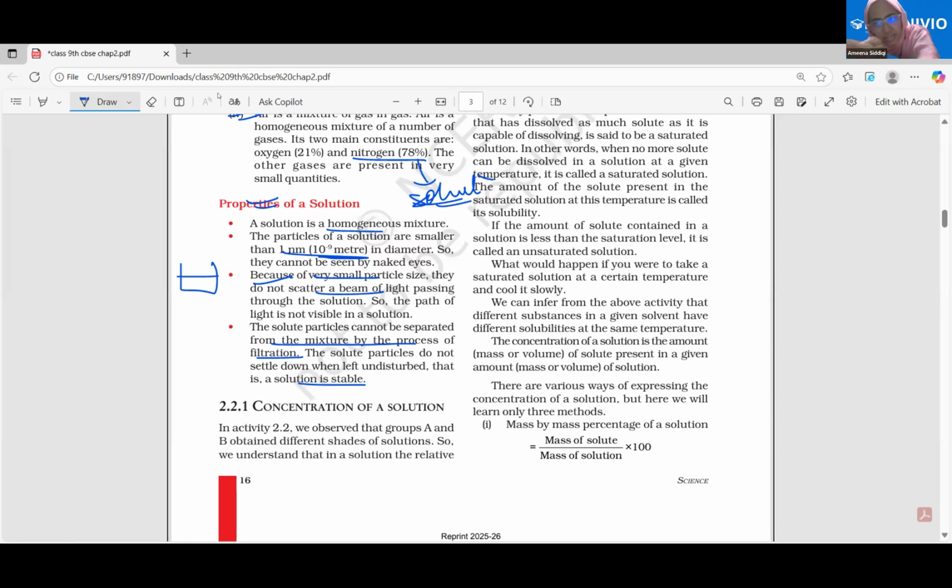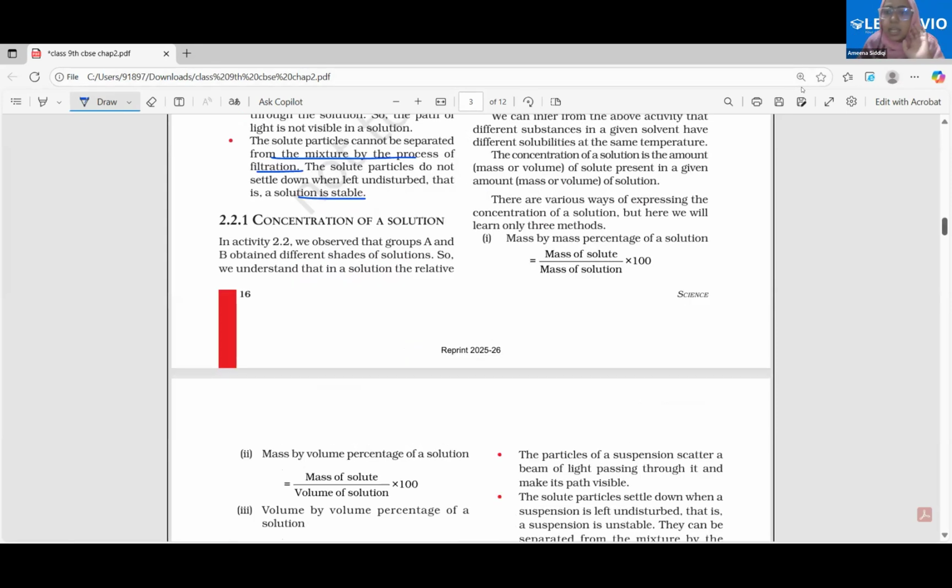If the solution is stable, that means its components are not getting separated. Can we separate them using filtration? No. When does filtration actually work? When we have two separate components and one is filtered and the other is left over. So whenever the mixture is stable, filtration is not possible.